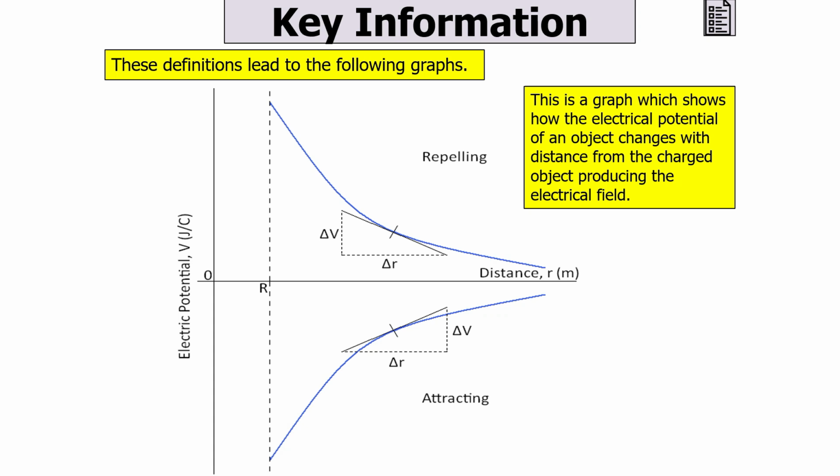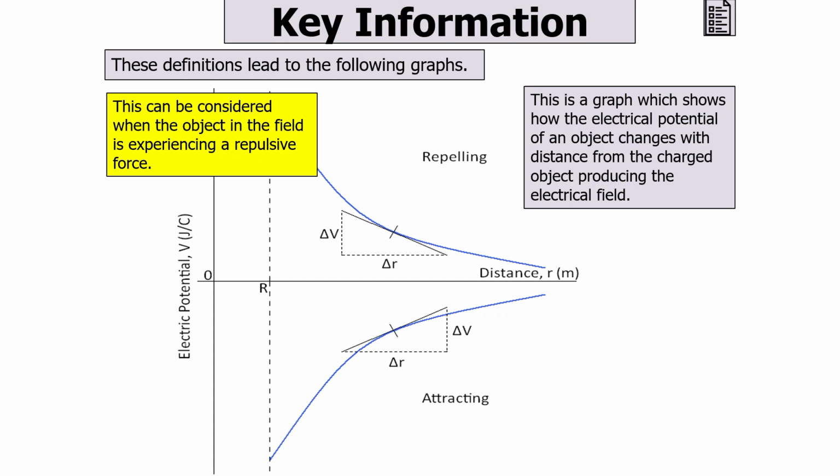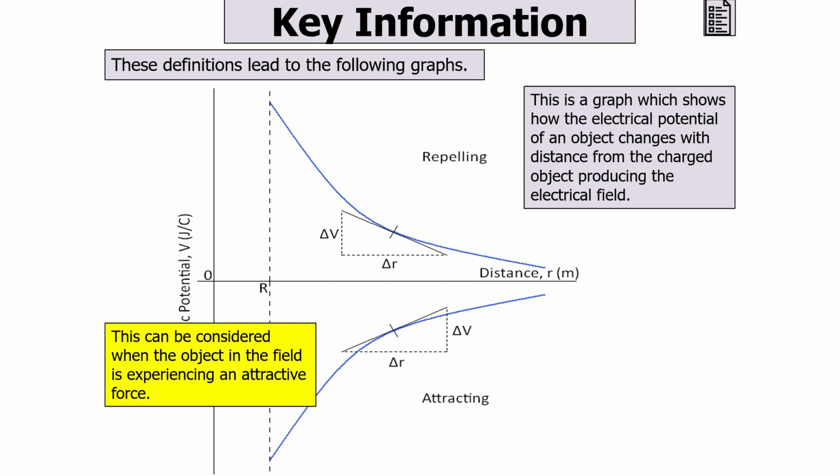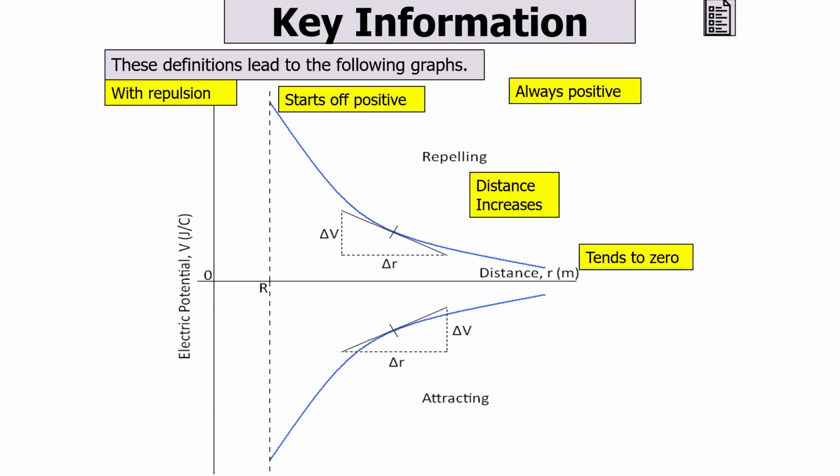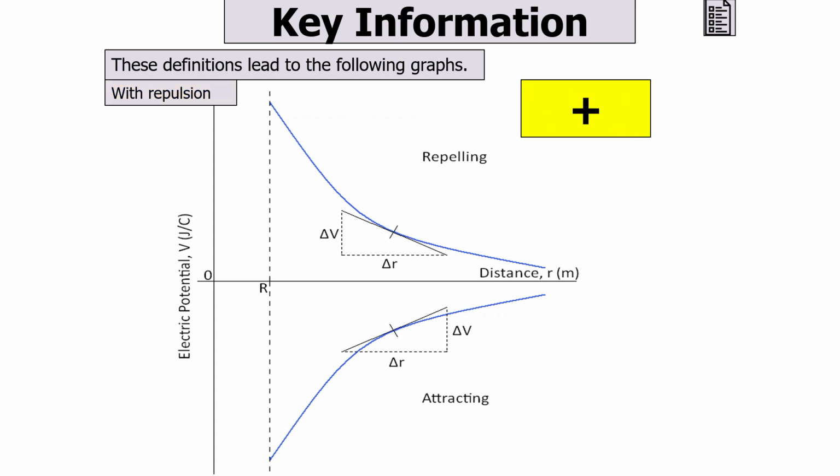So this is a graph which shows how the electrical potential of an object changes with the distance from the charged object producing the electrical field. We can consider this part of the graph to be when the object in the field is experiencing a repulsive force. And this part of the graph shows when the object in the field is experiencing an attractive force. So with repulsion, it starts off as positive, and as the distance increases, it tends to zero, but always stays as a positive value. So as a reminder, this is for positive charges.